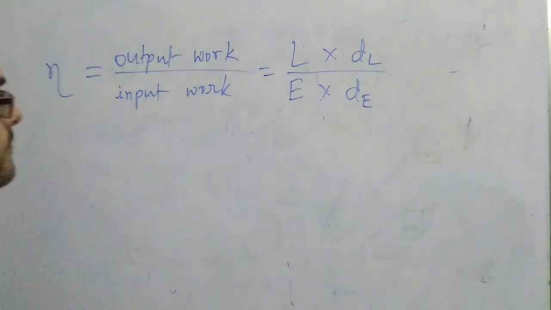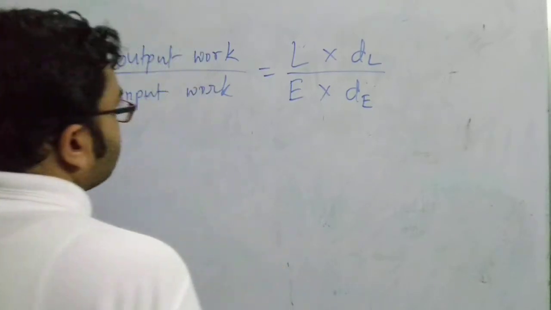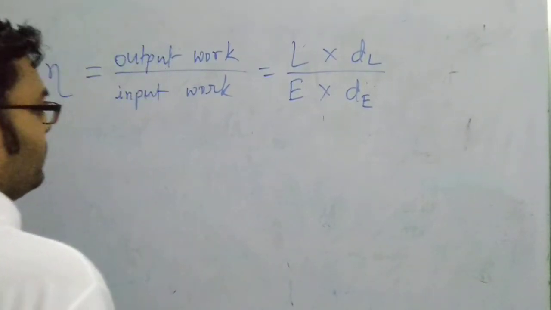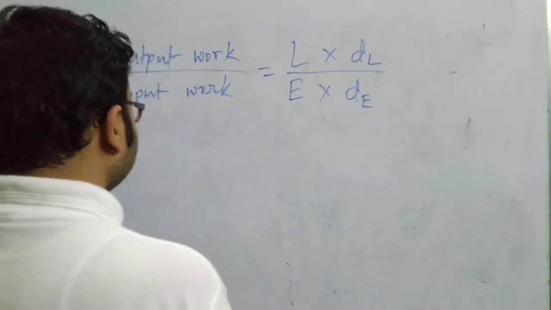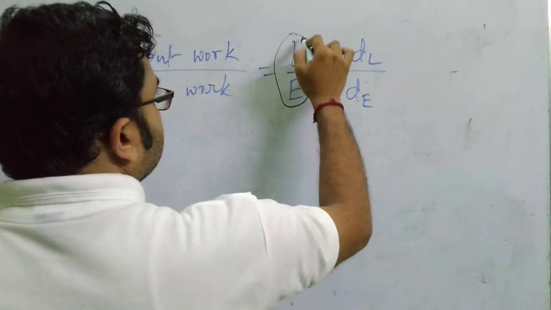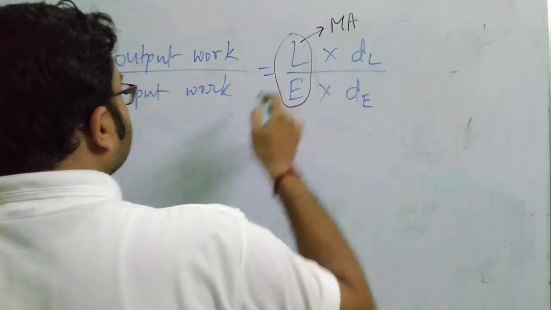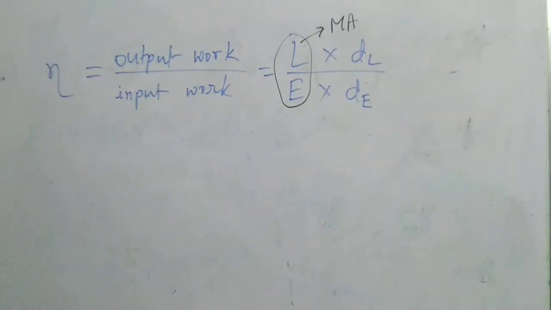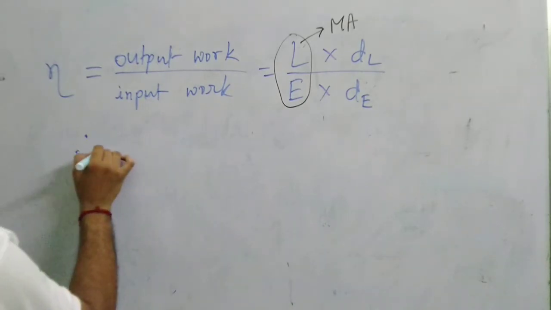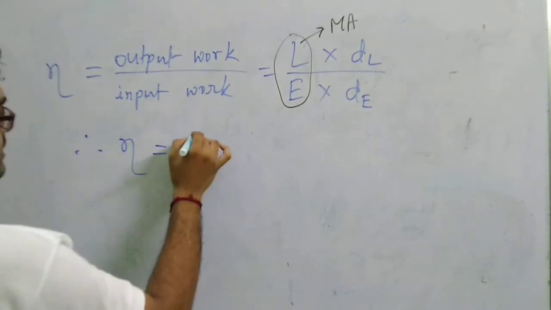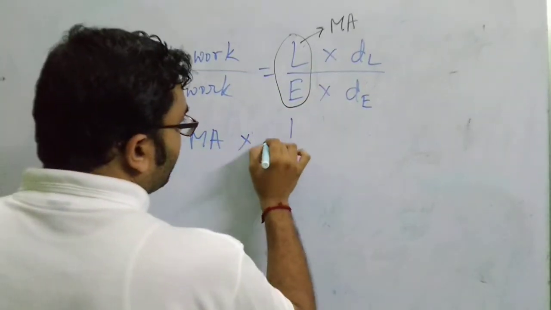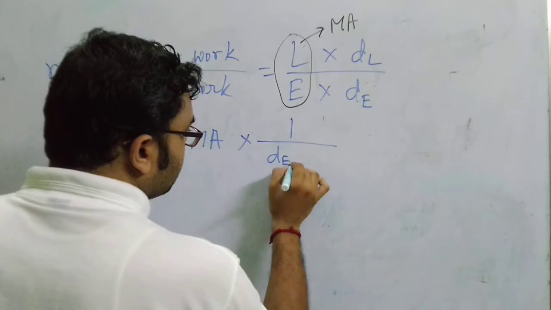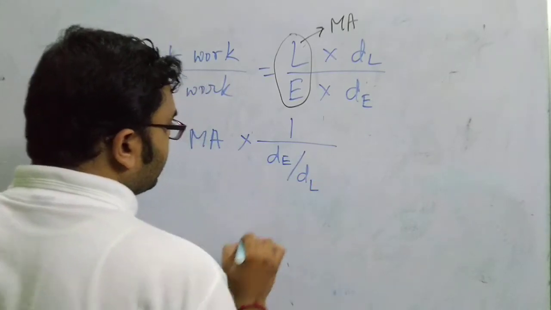Okay. So we know that mechanical advantage is equal to load by effort. So you can say that this load by effort is equal to the mechanical advantage. So this term is actually mechanical advantage, isn't it? MA. And we can write the second term like this. Therefore you can say that efficiency eta is equal to mechanical advantage MA into 1 by dE by dl.